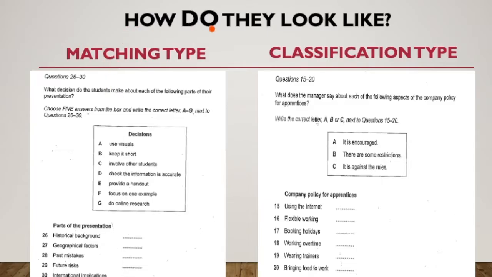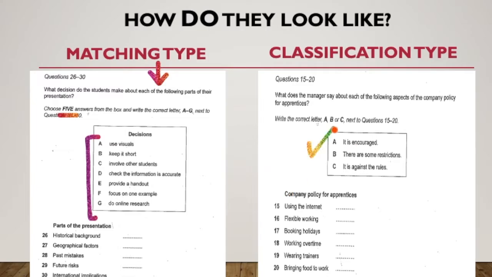So first of all, how do they look? This is a matching type question. As you can see, there are letters above, and these have to be chosen. So you have to choose 5 answers from the box and write the correct letter next to these questions. There are two sets of sentences or phrases or words that you have to match with the lettered options A to G, A to F, and so on with the numbers. These are matching questions, so these have to be matched with each other.